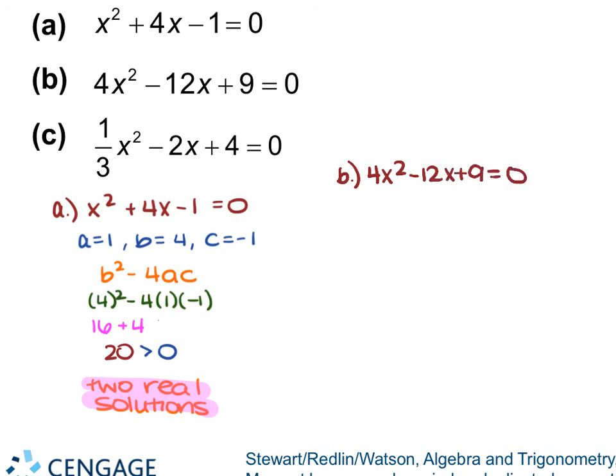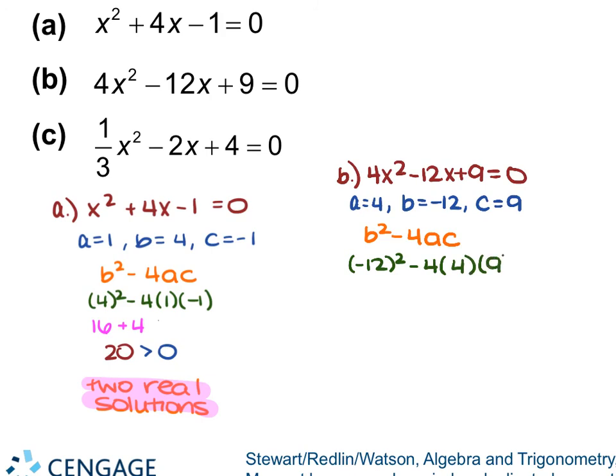For b, we have 4x squared minus 12x plus 9 is equal to 0. My equation is equal to 0, so I'm going to identify my a, which is 4, my b, which is negative 12, and my c, which is 9. I'm going to use that discriminant, so b squared minus 4 times a times c. This is going to give us negative 12 squared minus 4 times 4 times 9. Negative 12 squared is 144. The negative 4 times 4 is negative 16. Negative 16 times 9 is negative 144. 144 minus 144 is 0. 0 is equal to 0, so we have exactly 1 real solution.